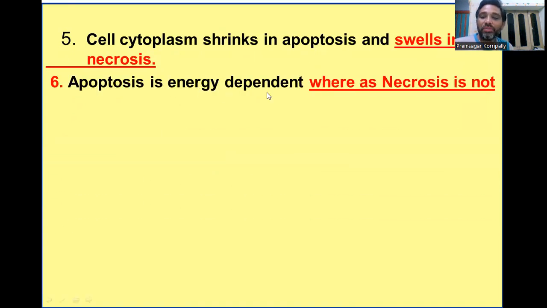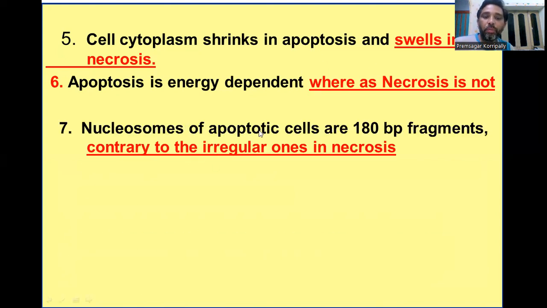Apoptosis is energy dependent. For a cell to undergo apoptosis, it requires ATP. Formation of the apoptosome with cytochrome C, caspases and apoptotic protease activating factor. So these are the three different factors to form an apoptosome, which requires ATP for oligomerization. But necrosis is not at all. It doesn't require energy.